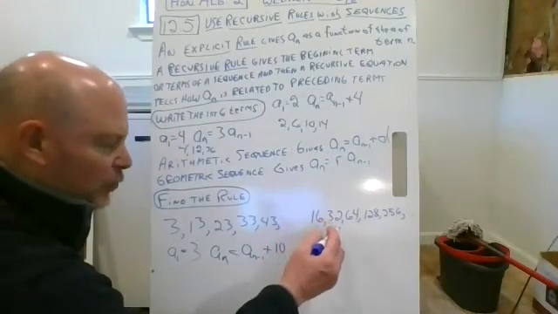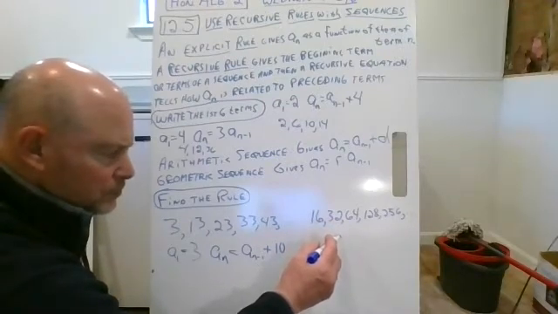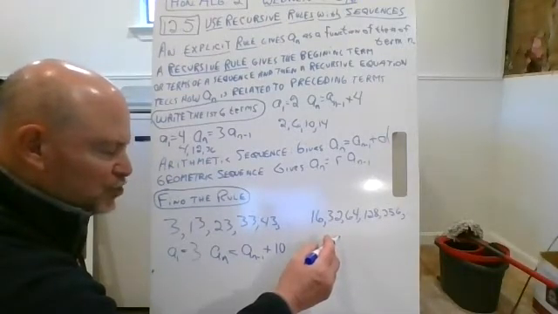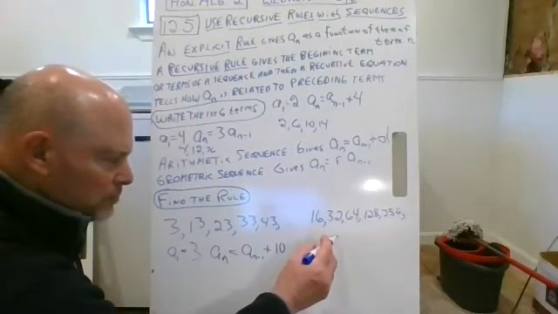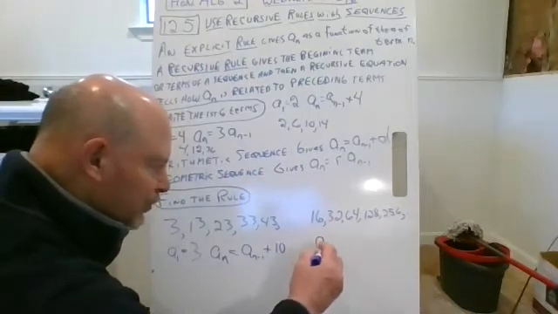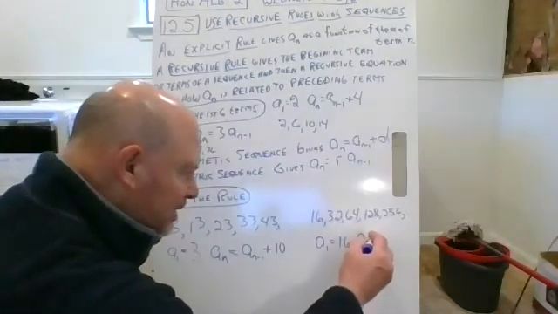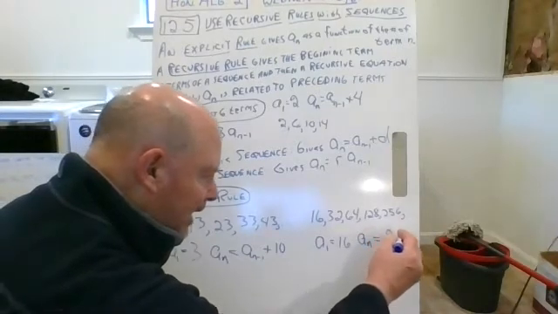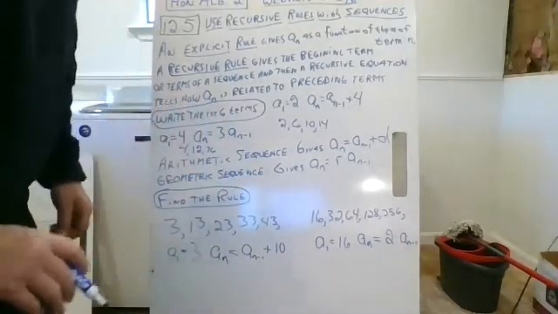And now look at this sequence. What type of sequence is this one? Geometric. It's geometric with what ratio? What's r? 2. And so first of all, a sub 1 is 16. And then a sub n equals what? r, 2, times your a sub n minus 1. Okay?